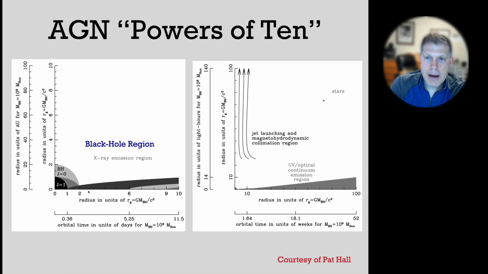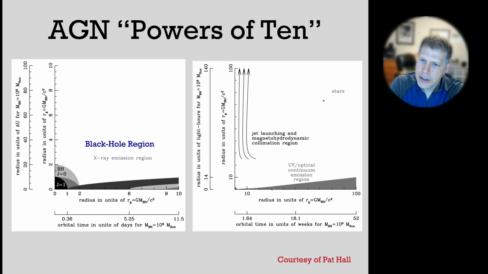Now we're going to move out by another order of magnitude with this image on the right. This one now, instead of going out to 10 gravitational radii, goes out to 100 gravitational radii. Now the orbital time scales, again for a billion solar mass black hole, are of order many weeks, going out to a year or so at the edge here. And now we're talking about many light hours, going out to like 140 light hours from the system.